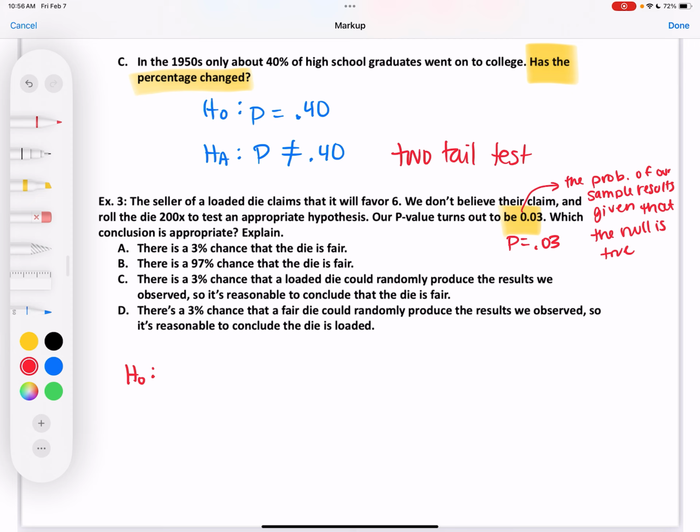Wait, what am I doing? This says that it favors the number 6. How many numbers are on a die? 6. Okay, so that would mean that my p should be 1 over 6, which is equal to 0.17. So this is the probability that the die is fair.